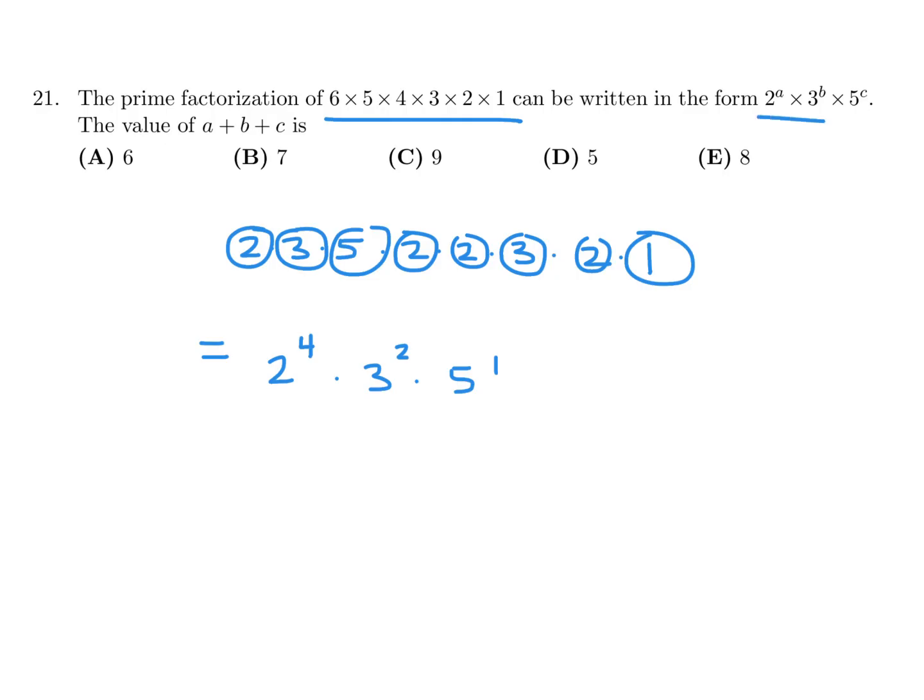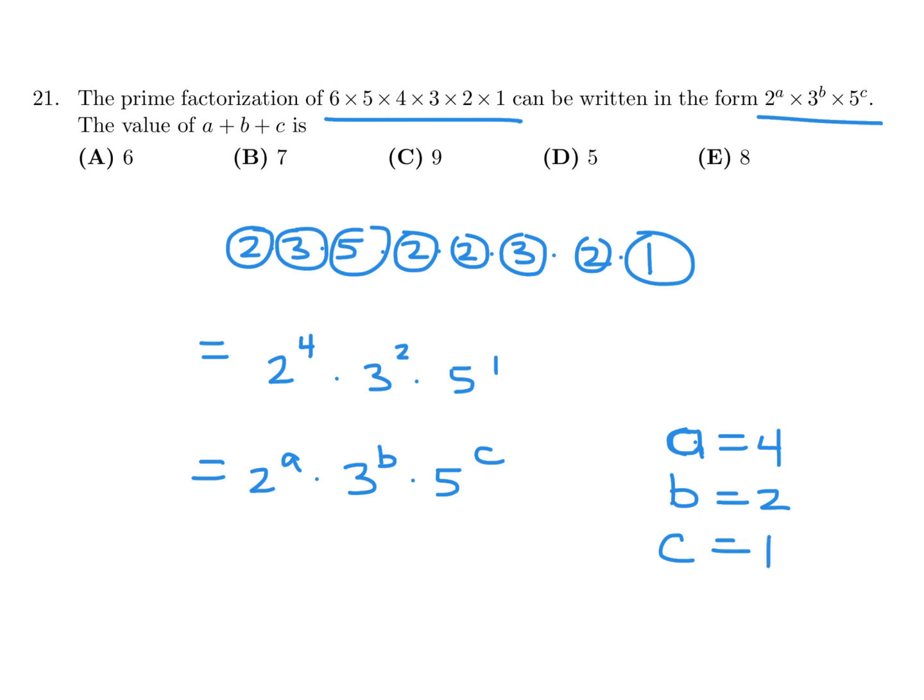So therefore, if we match it to 2 to the power of a times 3 to the power of b times 5 to the power of c, it looks to me like a is 4, b is 2, and therefore c is 1. So they want a plus b plus c. So a plus b plus c is 4 plus 2 plus 1, and that is 7. So number 21, the answer is B.